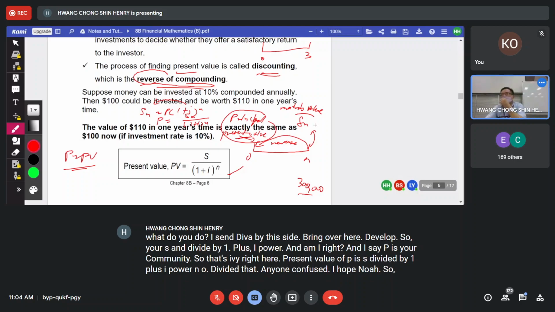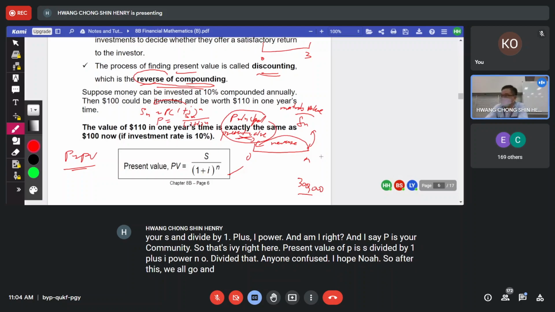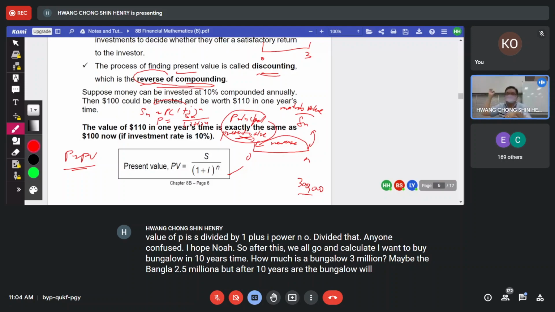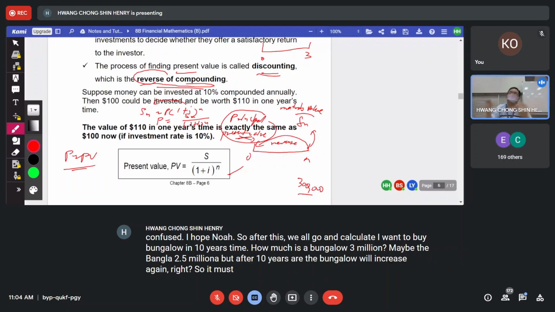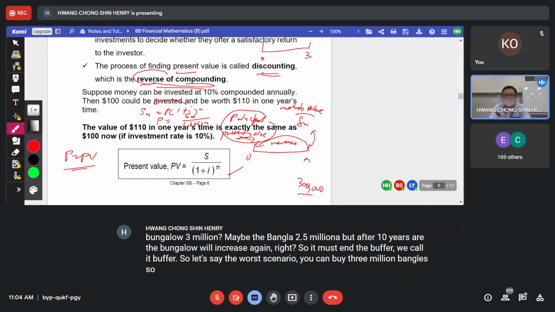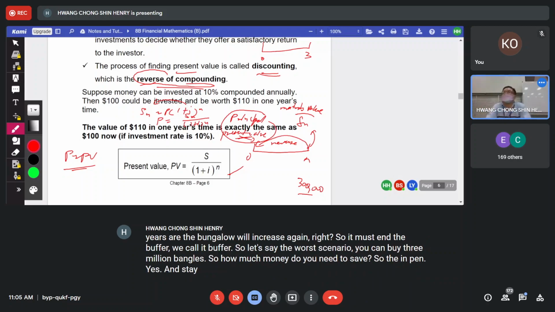So after this, you all go and calculate. I want to buy a bungalow in 10 years time. How much is the bungalow? 3 million. Maybe the bungalow is 2.5 million, but after 10 years, the bungalow price will increase again, right? So you must add in the buffer. We call it buffer. So let's say the worst scenario, you can afford to buy a 3 million bungalow. So how much money do you need to save so that in 10 years, you can stay in the bungalow?